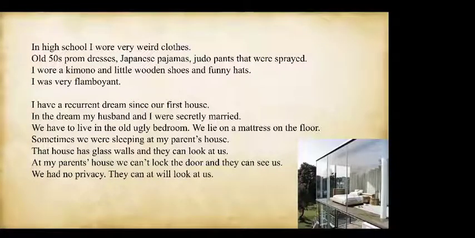In the dream, my husband and I are secretly married. We have to live in an old, ugly bedroom. We lie on a mattress on the floor, but sometimes we're sleeping at my parents' house. That house has glass walls and they can look at us. At my parents' house, we can't even lock the door and they can see us. We had no privacy. They can look at us anytime they want.